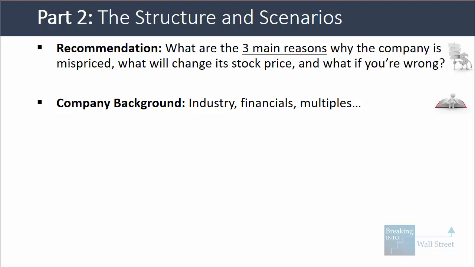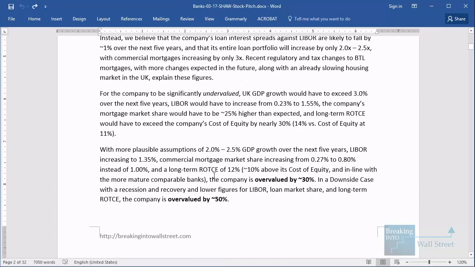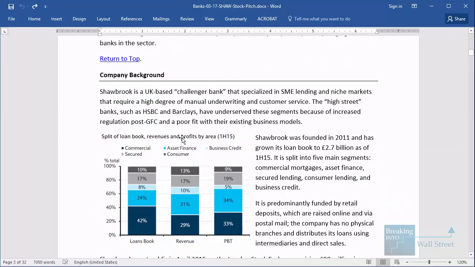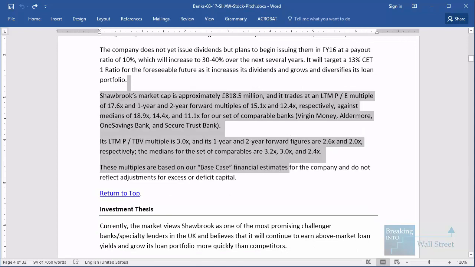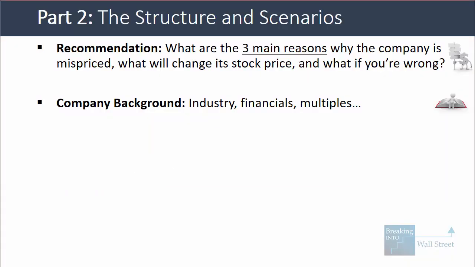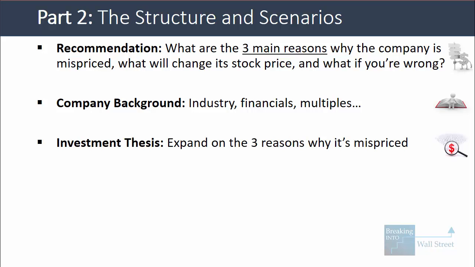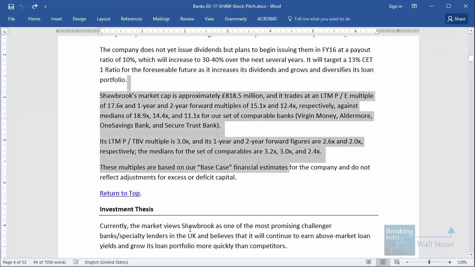Then in the next section, you can go into the company background and talk about the industry, the financials, the relevant multiples for them. So here we have a breakout of the company's loans, and then we give some information about the multiples. This section is not terribly important because it's all information you can easily find online or anywhere else. The investment thesis is where you expand on the 3 main reasons why the company is mispriced.